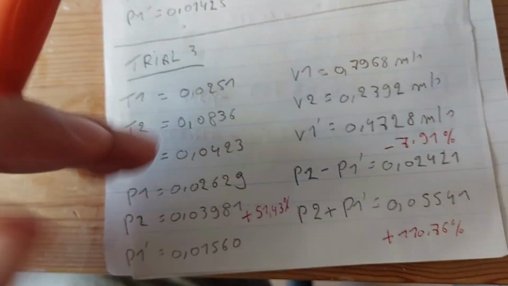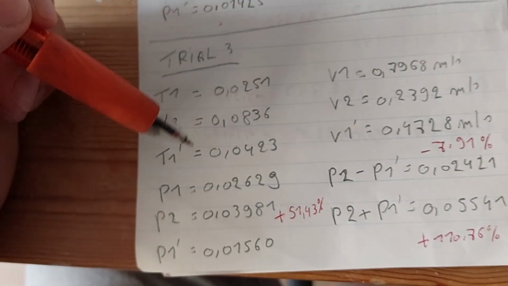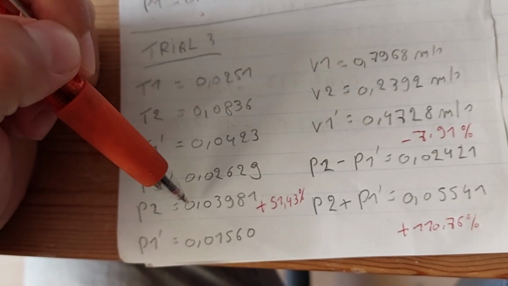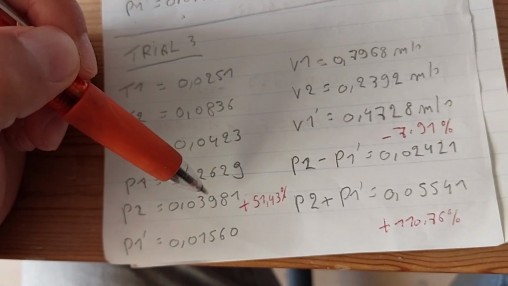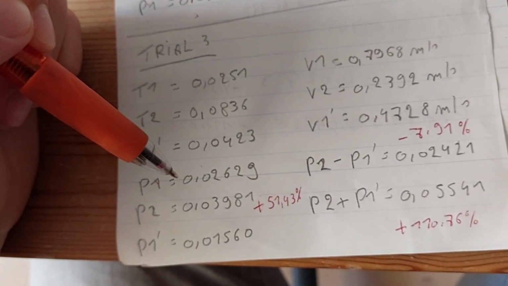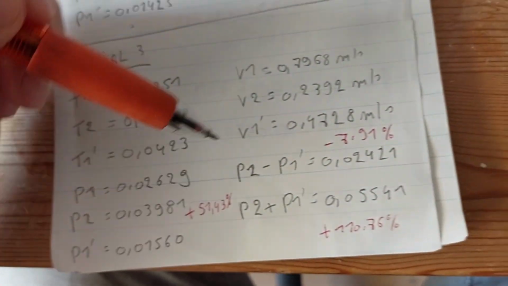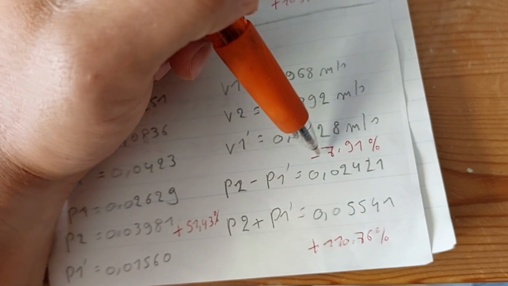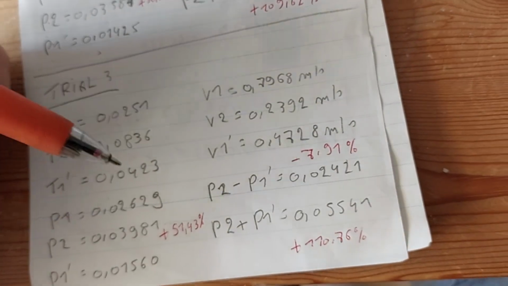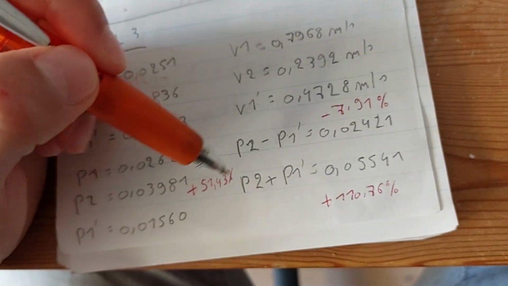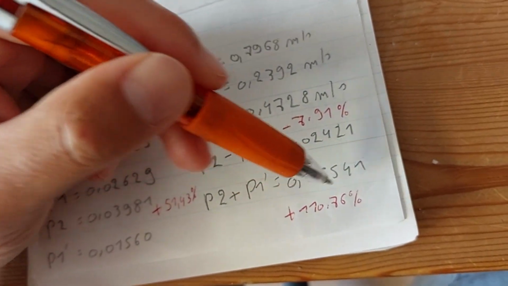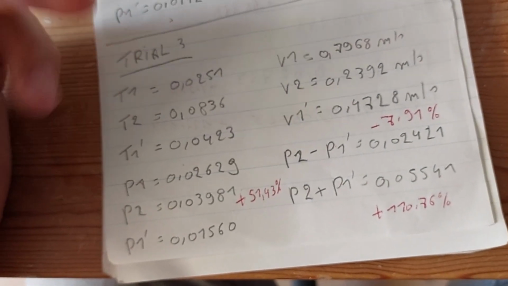Then trial 3. The initial momentum is 0.02629, and then the 5 mass came out with a momentum of 0.03981, which means we have already 51% more momentum than the initial momentum. Now, this is the reflection. If we subtract them, according to conventional science, we have lost 7.91% of momentum. Again, we have lost momentum. If we add them together, according to draft science, we have gained 110.76% more momentum than the initial amount.